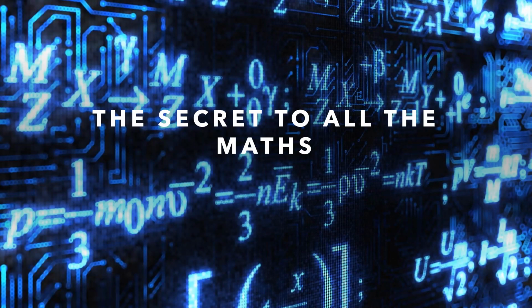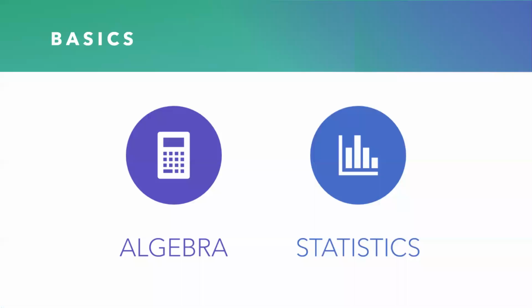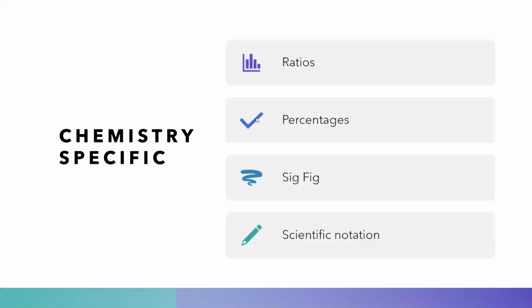But this is just a crash course into the math that you'll be using in chemistry this year. And it's really the secret. It's an easy secret, but it's so easy we'll forget in stressful times. Basically, you can use algebra skills and maybe a little statistical analysis, but it's going to lean very heavily on algebra. Specifically, we're going to do ratios, which is just division. We're going to talk about percentages, and we do need to know about significant figures and scientific notation.